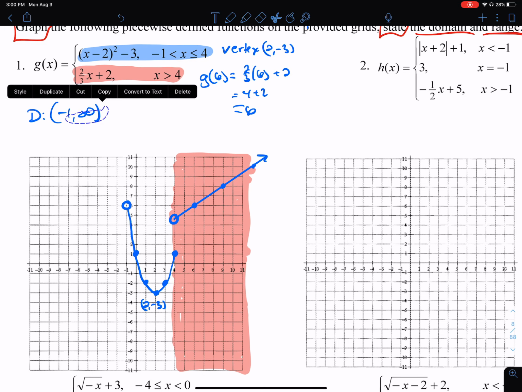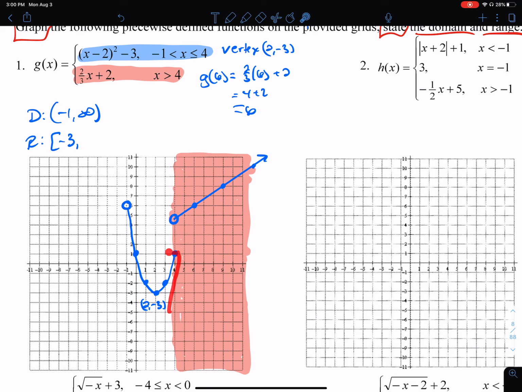The range, better look at the graph to find that. The lowest the y value gets is -3. It includes it. So that's a bracket. And then it goes up to 1, continues to go up past 1, goes up to 6 and stops, but this one here stops below 6. So in essence, our y values are going to go up from -3 to infinity. Infinity is not a number, so we always say a parenthesis around that.